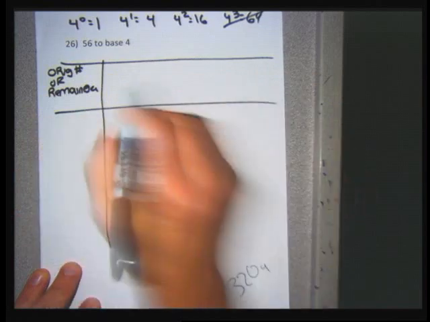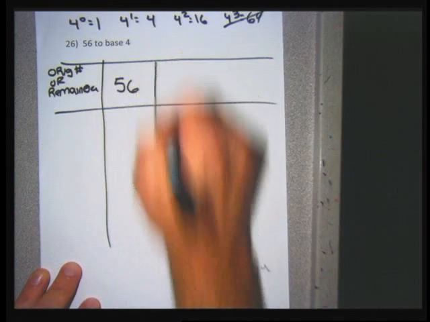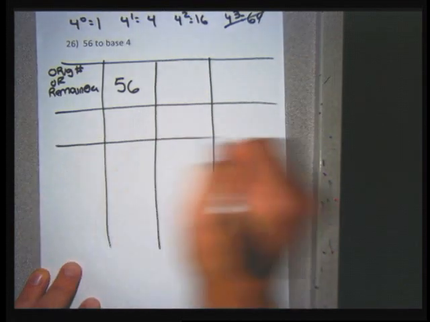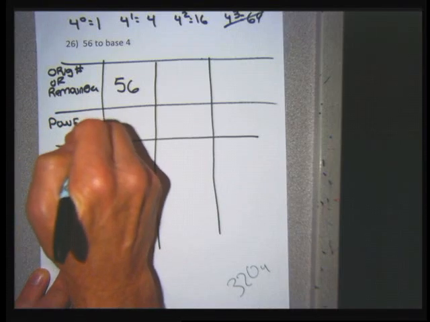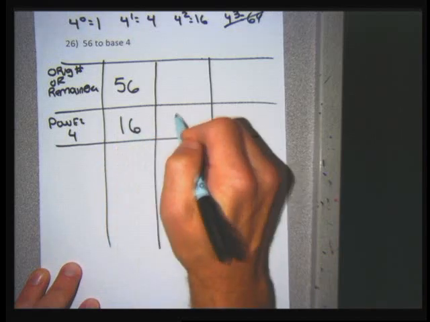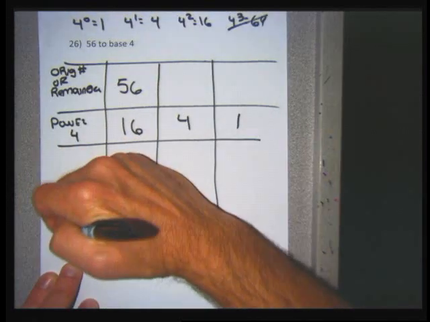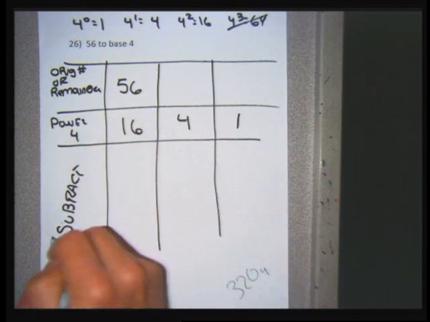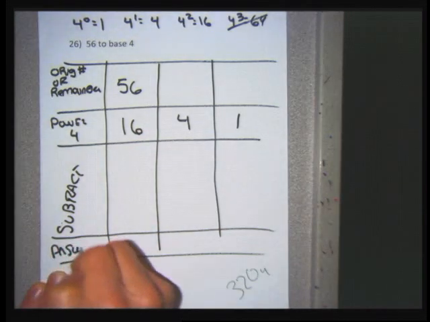I'm going to have 3 columns. The first column is going to lead off with the 56. And then the remainders are going to come in the second column. My next row is going to have my powers of 4: 16 first, 4 second, and 1 last. And then I need to leave myself room to subtract. And then I'm going to get the numbers for my answer.